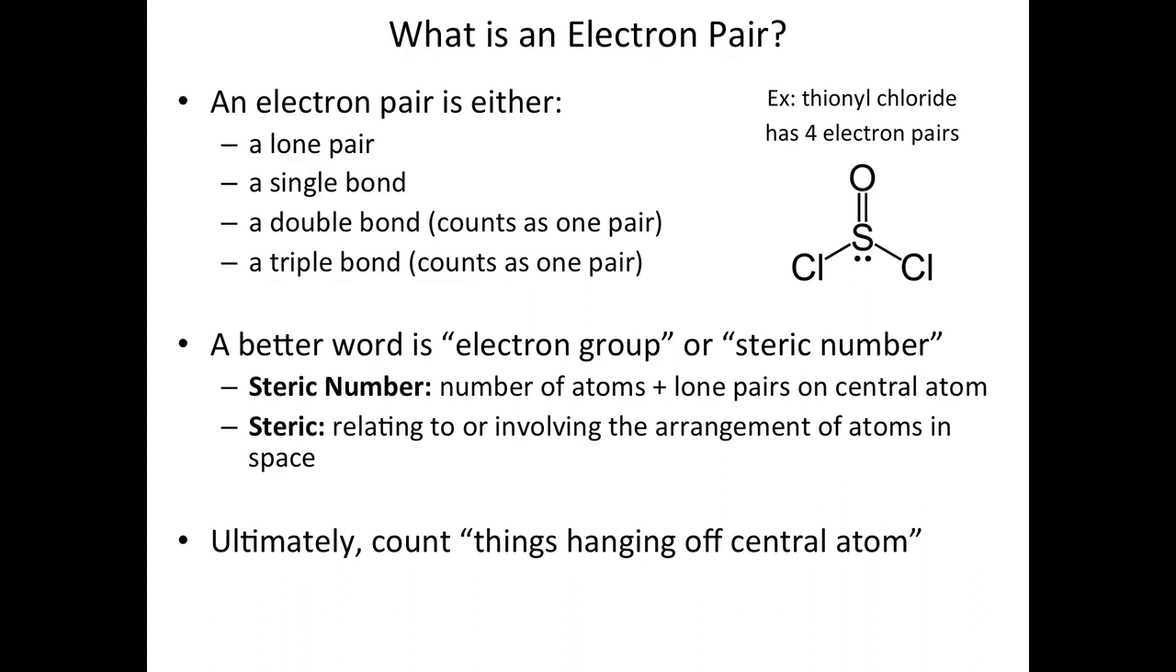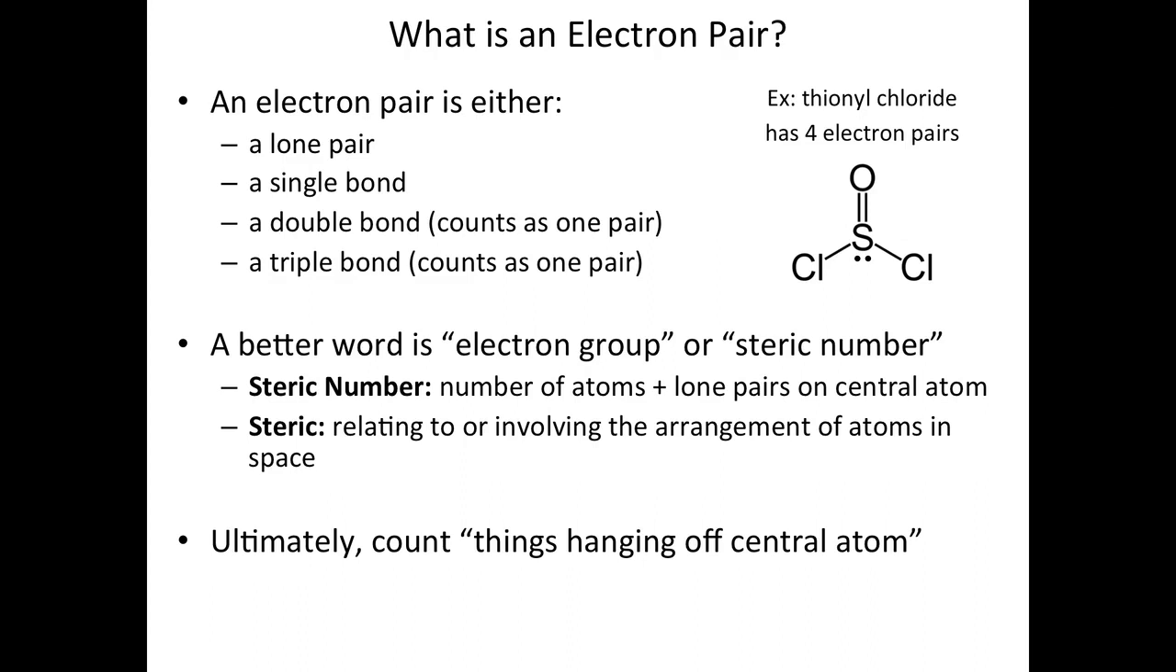Ultimately, the bottom bullet point, I simplify this by saying count the number of things that are hanging off the central atom. On thionyl chloride up here, you have 3 atoms hanging off of it and a lone pair hanging off of it. The fact that the oxygen up here is double bonded doesn't matter. So there are 4 things hanging off this atom. I think that's a lot simpler.